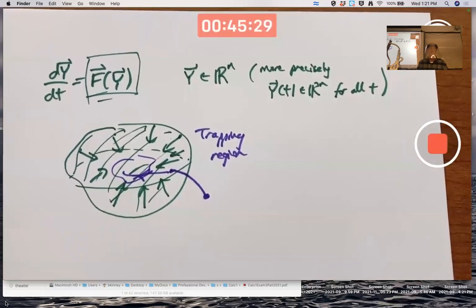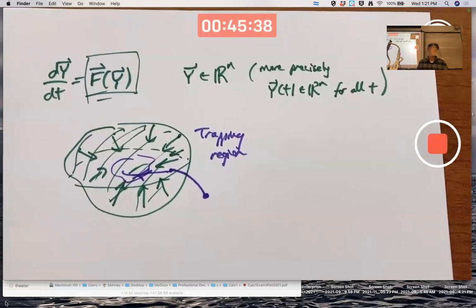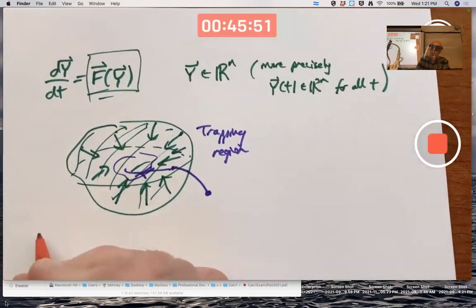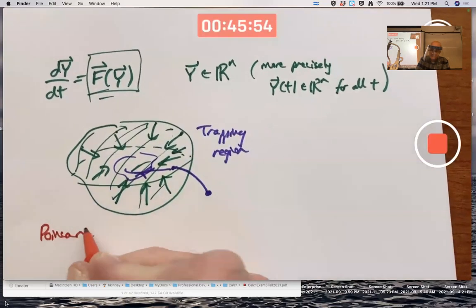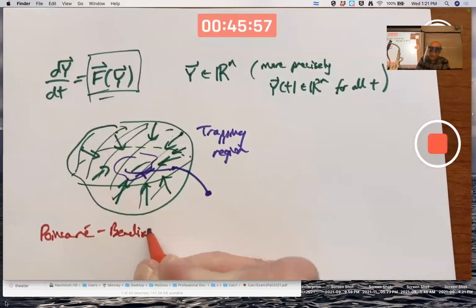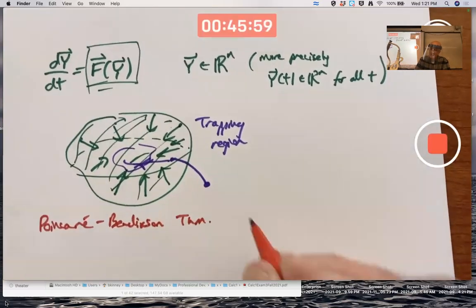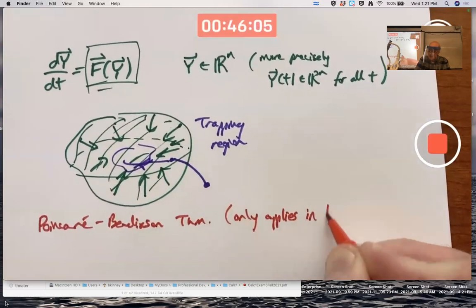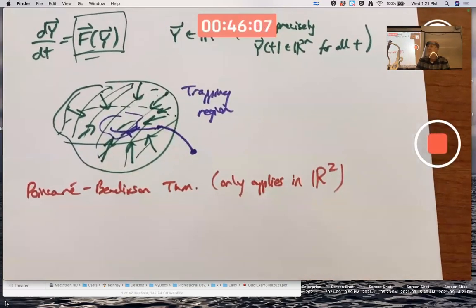In the case of a trapping region in the plane, 2 dimensions, if n is 2, if you can somehow show there's no equilibrium points inside that region, you can say for sure there's a periodic solution in it. That's the Poincare-Bendixson Theorem. It only applies in 2 dimensions. In R2, the plane, our favorite space.